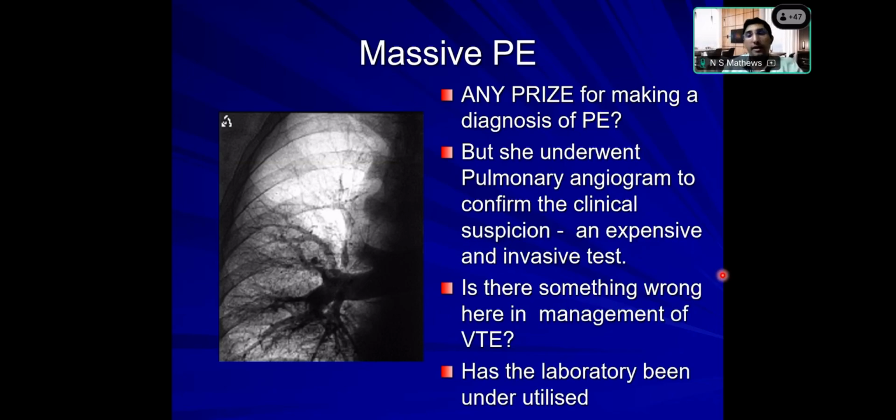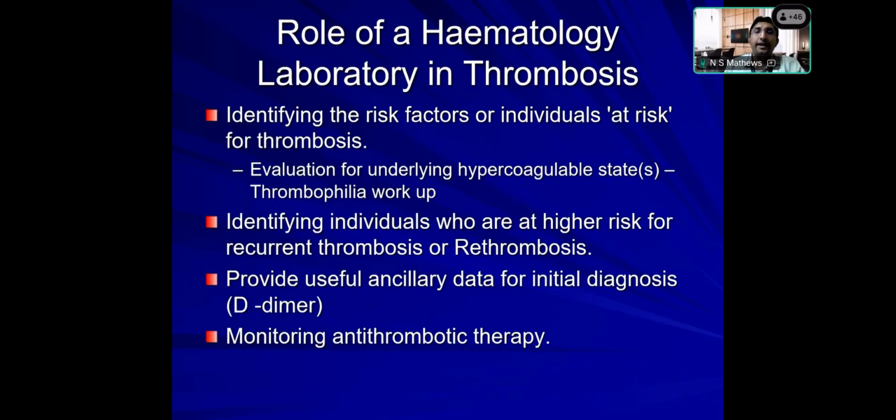So from hearing this history, basically her history, her family history, is there something wrong here in the management of the venous thromboembolism episode? That's the question. Basically, has the laboratory been underutilized? So basically, we're trying through this case to understand what is the role of laboratory in thrombophilia testing and treatment. So one thing is to identify the risk factors or individuals at risk for thrombosis.